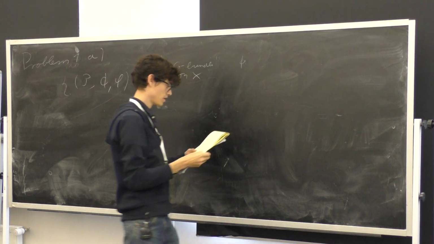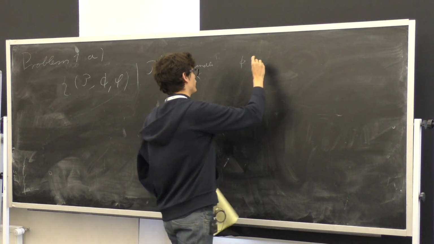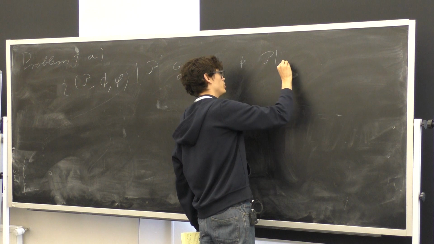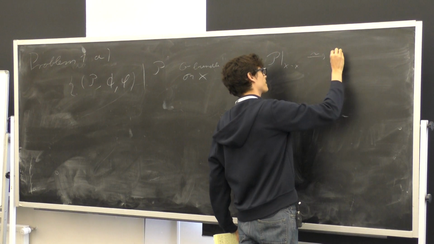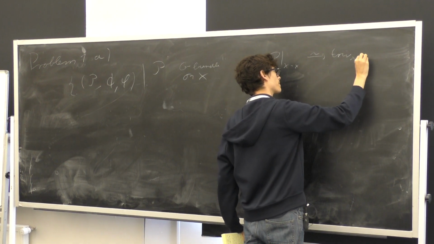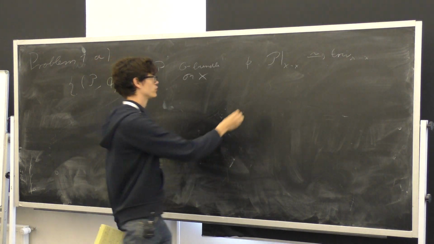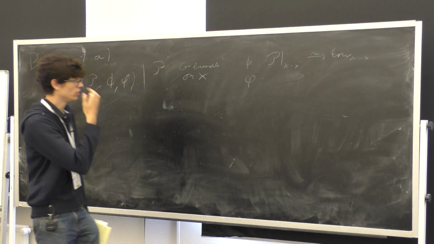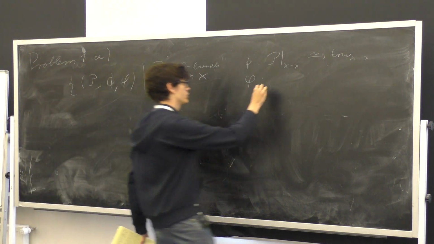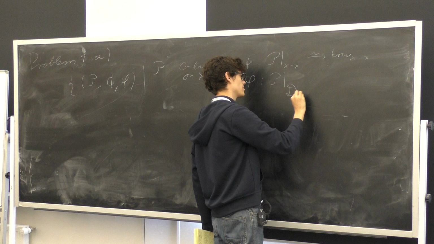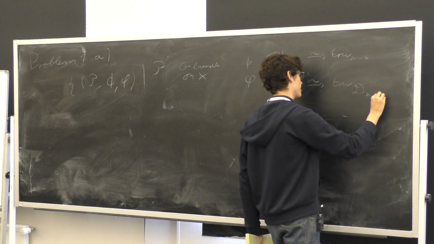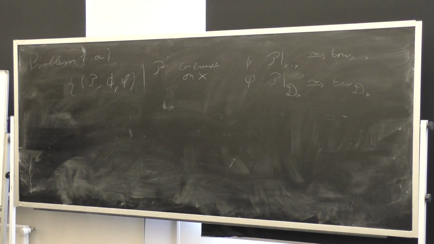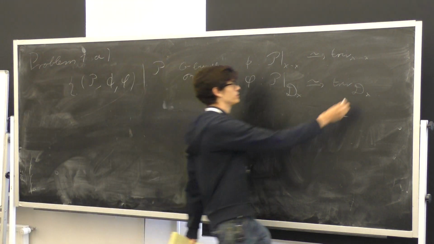Phi is just as in the problem, so phi is a trivialization of P restricted to X minus the little point x. And psi is a trivialization on the formal neighborhood of x, D_x. Okay. Now let's try to understand the information that this contains.